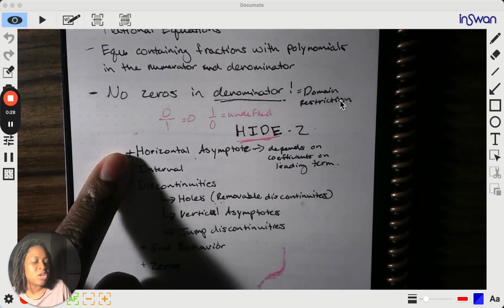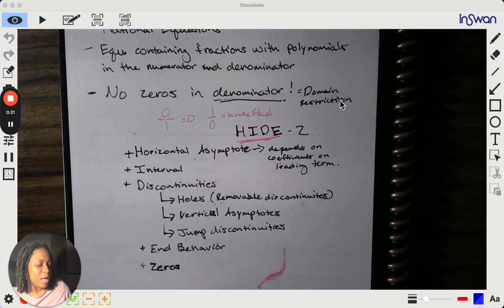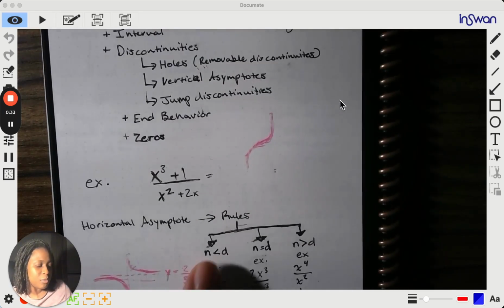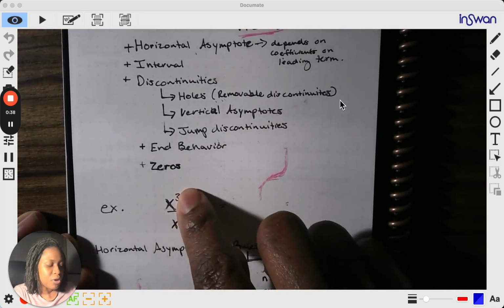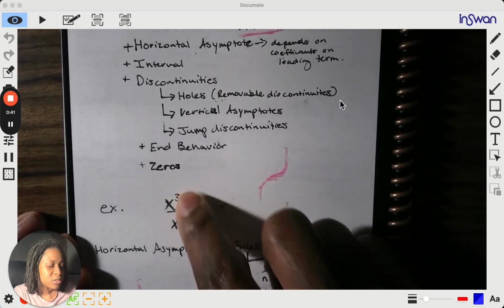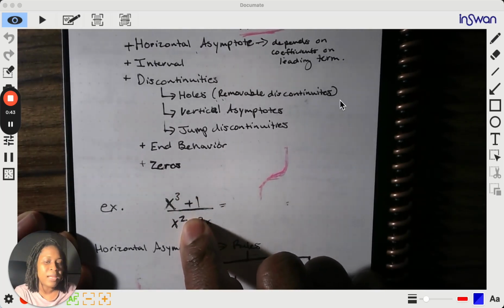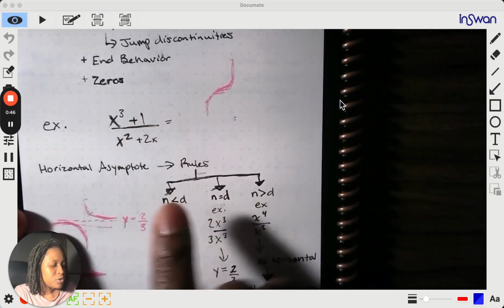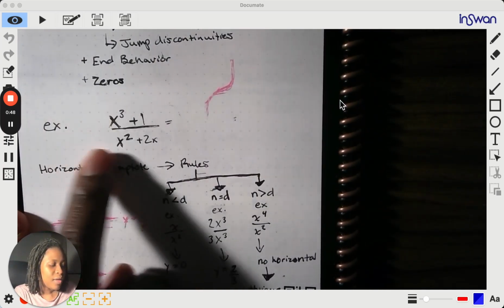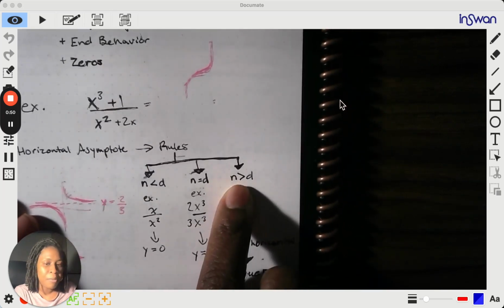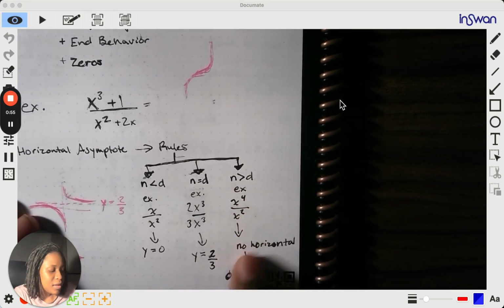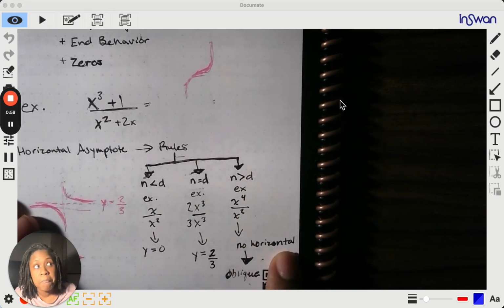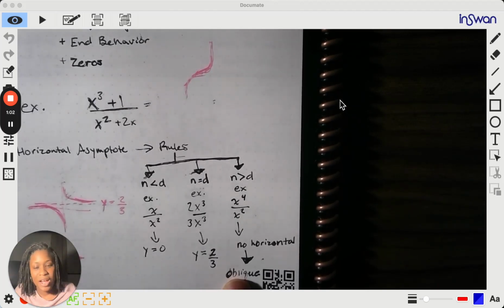So the first thing I'm going to solve for is my horizontal asymptote. I'm going to take this and break it down on my rules. I look at the leading term: the exponent on the leading term in my numerator is 3, and the exponent on my leading term in the denominator is 2. So the numerator is greater than the denominator. That applies to this rule right here. N is greater than D, which means that I have no horizontal asymptote, but I have what's called an oblique asymptote. All right, so let's solve for that.